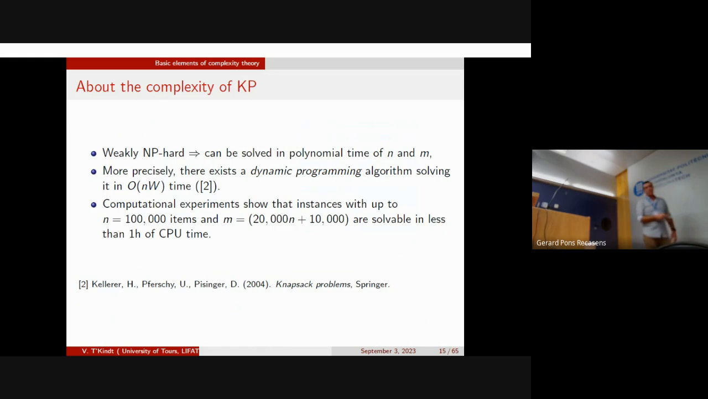And if you look at the state of the art in the OR community today, we can solve the knapsack problem with up to 100,000 items and this value of the largest integer, and this in less than an hour of CPU time. So this is a problem that can still be well solved. Yeah? How realistic is an instance with 100,000 items? That's a big hiking. You have a big backpack.